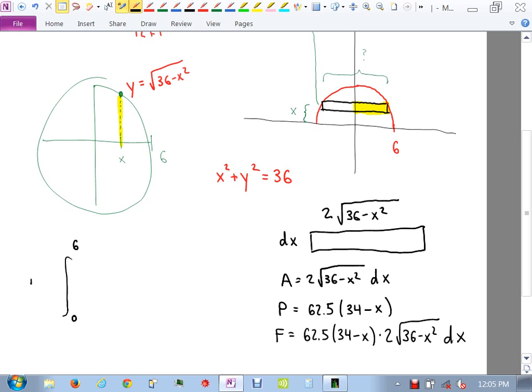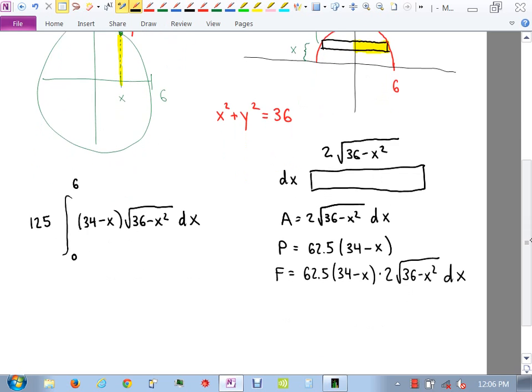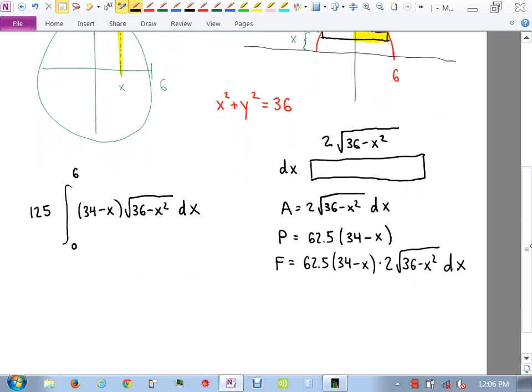125, I'm going to pull that out. That's the 62.5 times 2. And then you have 34 minus x, square root of 36 minus x squared, dx. This one looks really similar to the surface area formula? Yeah, it's just coincidental that it looks that way. Notice we don't have a pi in there, right? No.